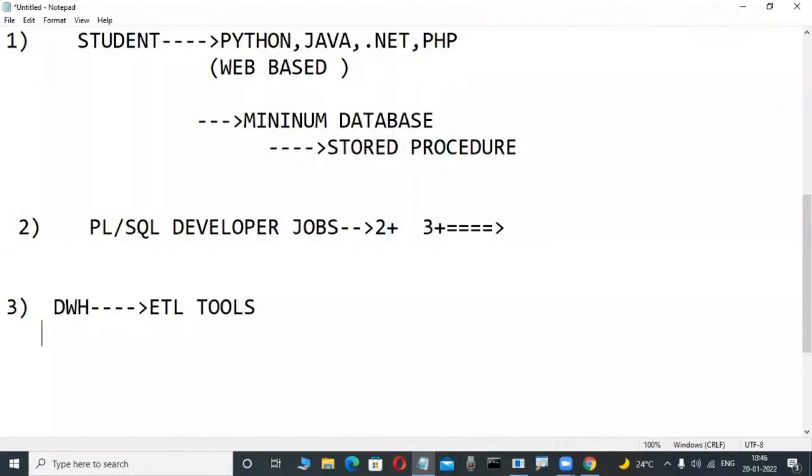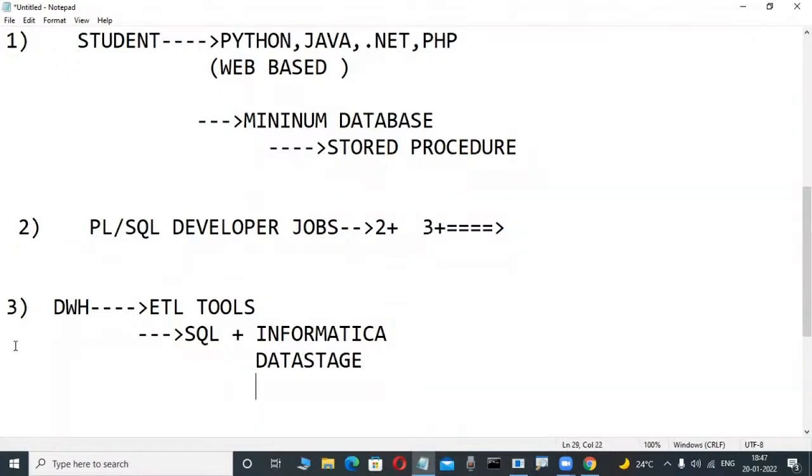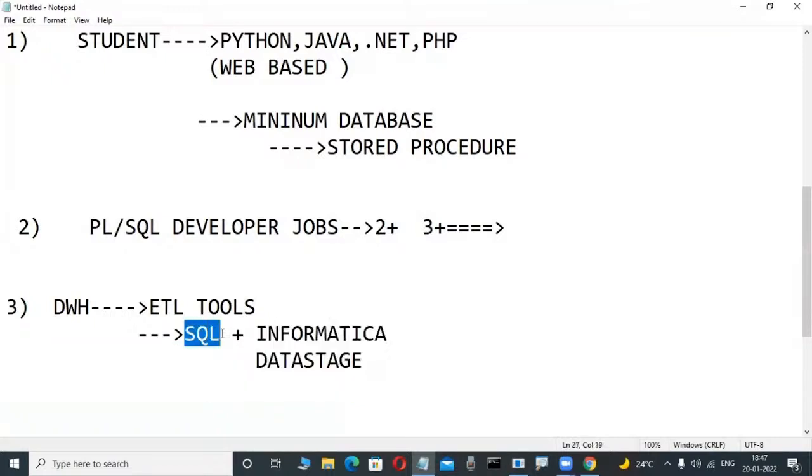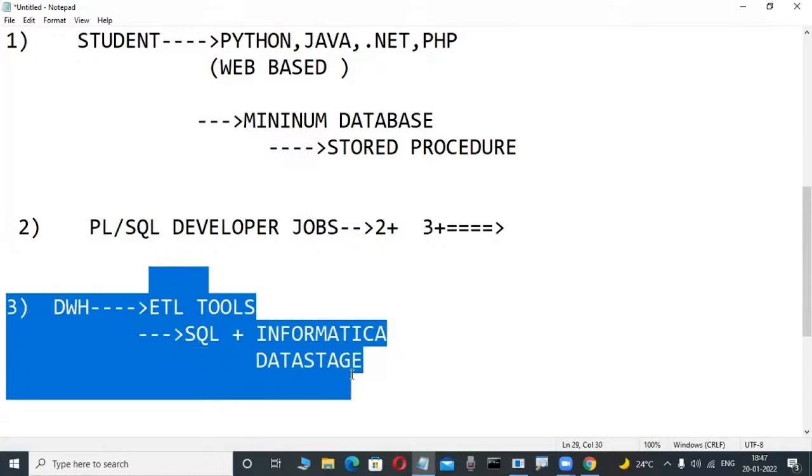These persons need only a little bit of SQL knowledge. PLSQL is not required, just having an idea of SQL. Then they learn the tools in institutes. Informatica is a very popular tool. Again, Talend is also a popular ETL tool. These ETL tools have a graphical user interface. Minimum knowledge of SQL is required, that's why they are learning these courses for these jobs.